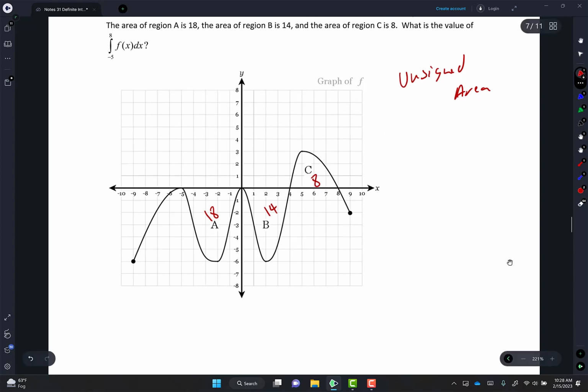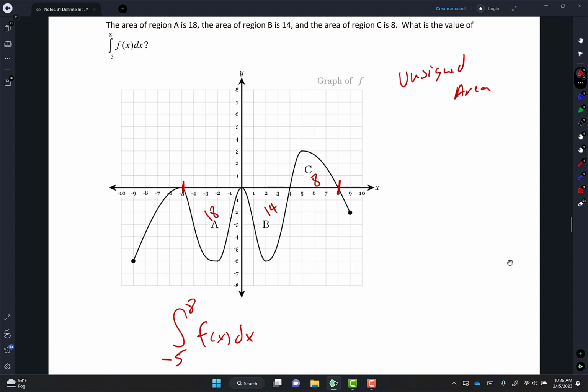What is the value? So look what they want. The integral from negative 5 to 8 of f of x dx. So I start at negative 5. And I'm going to go all the way to 8. So I want that area. If it's below the x-axis, I'm counting regular, right? Negative 5 all the way to 8. So I'm going to say what?